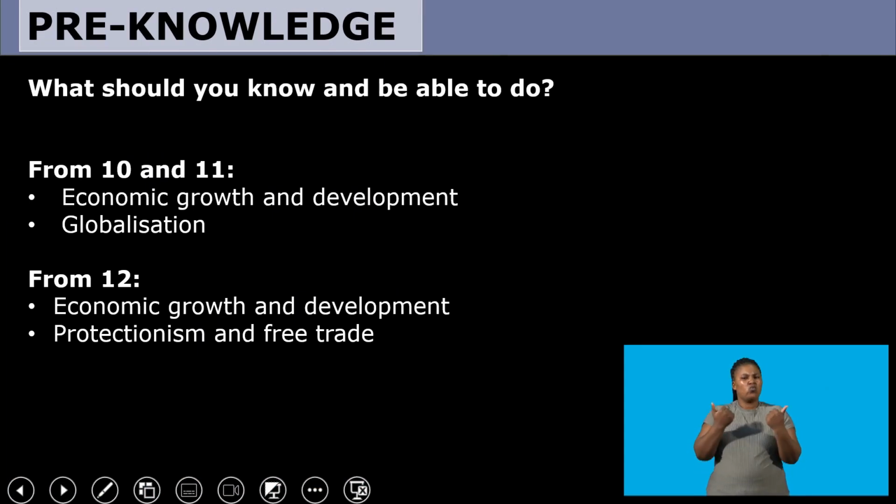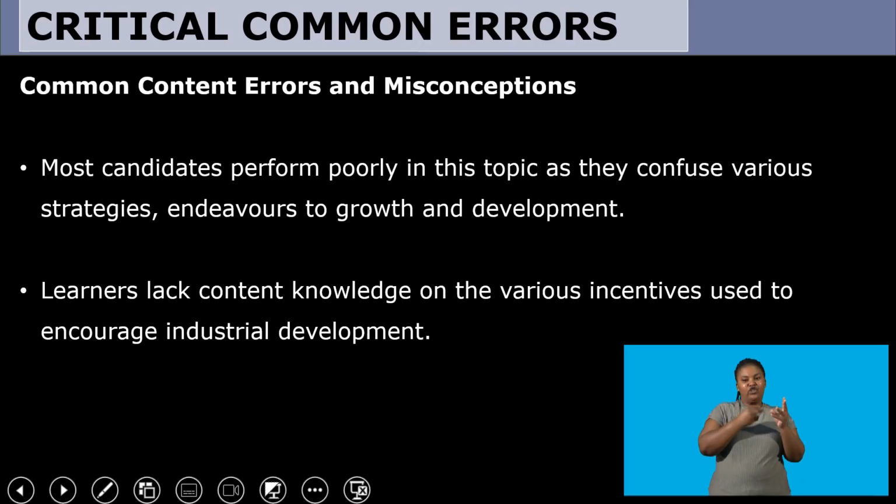Pre-knowledge: what you should know and be able to do. From your grade 10 and 11, you should have an understanding of economic growth and development as well as globalization. And from grade 12, you should understand economic growth and development as well as protectionism and free trade.